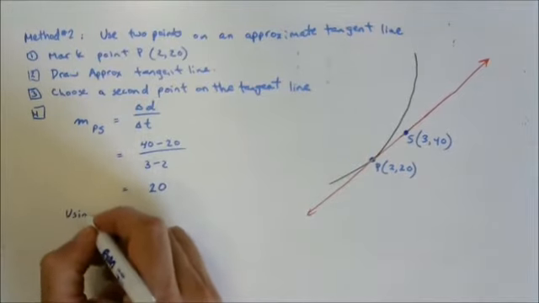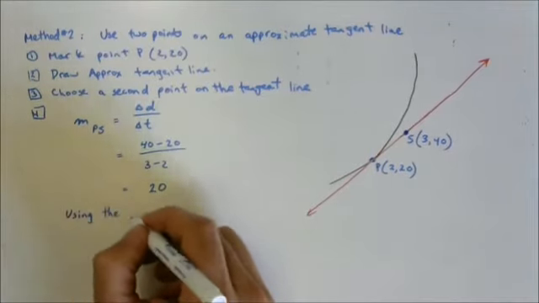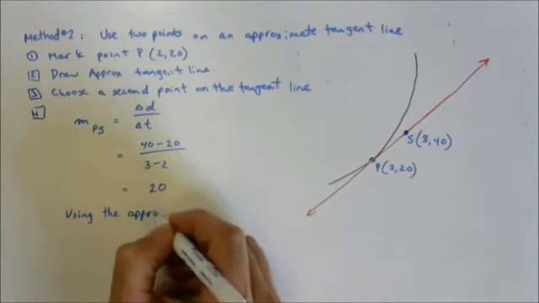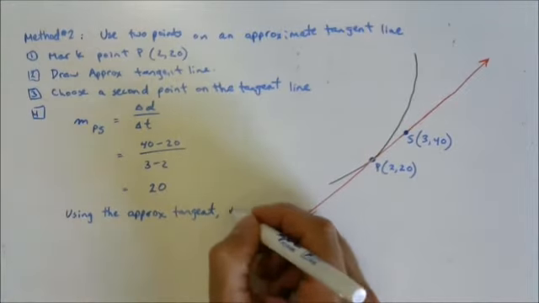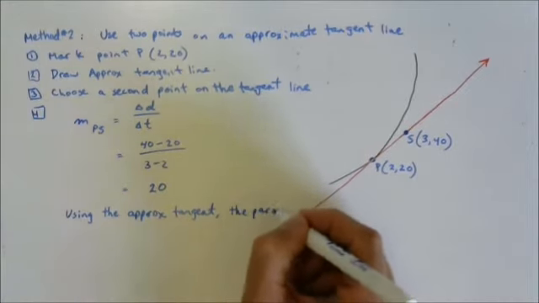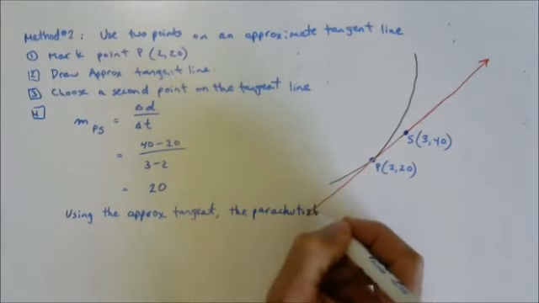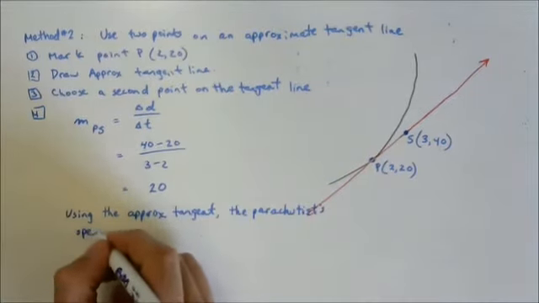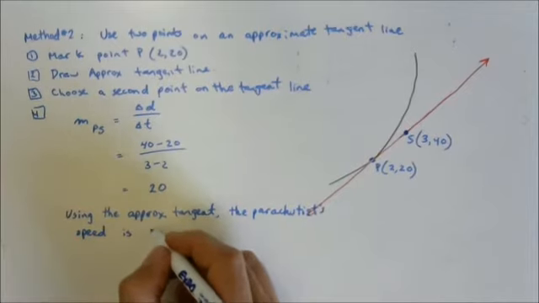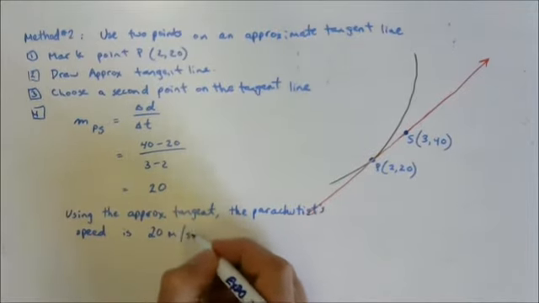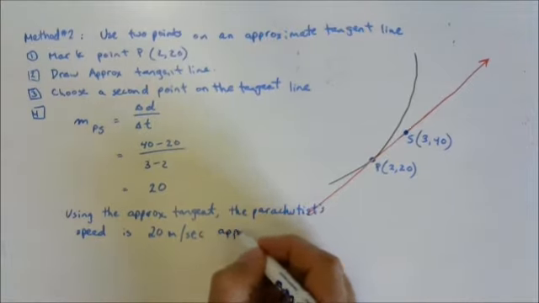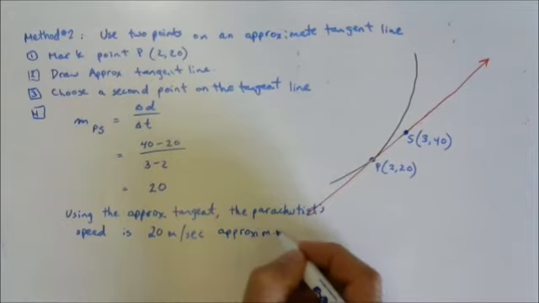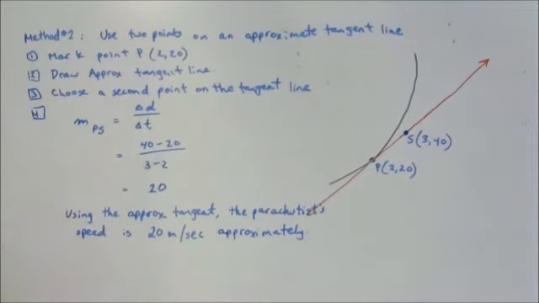So using the approximate tangent, the parachutist's speed is 20 meters per second. And that's still approximately. It's definitely more accurate though. More accurate, yes. Okay.